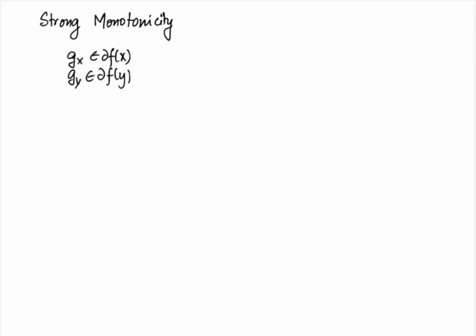We have two more important results. First is the strong monotonicity of the subgradient operator. Let us say that g_x is a subgradient of f at x and g_y is a subgradient of f at y. Then we have the condition inner product of g_x minus g_y and x minus y is greater than or equal to mu times norm of x minus y squared.